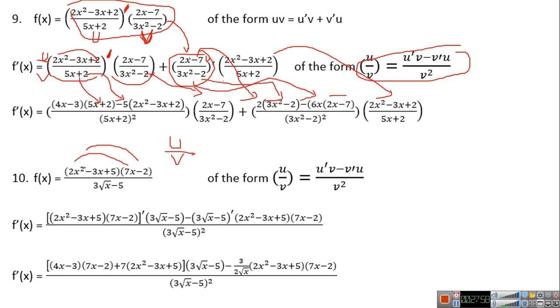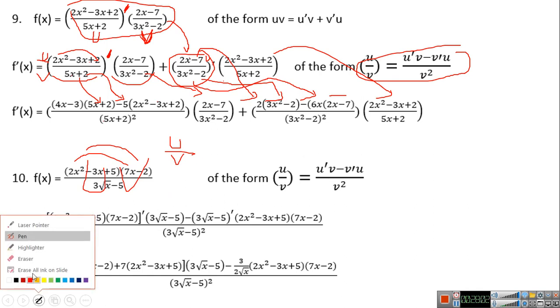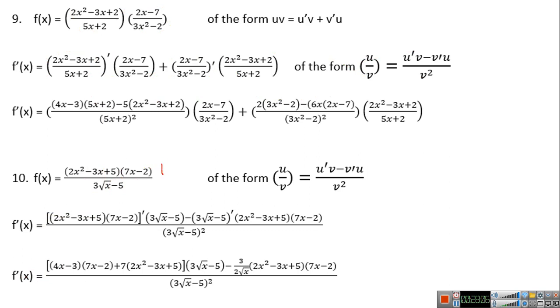Now you cannot tell me this is of the form u times v, because it's not u times v. This is of the form u over v. Which one is u? This whole expression. We're going to do it step by step. The derivative is very simple, but you must be careful. So u prime, so I wrote it all, the numerator. Always ask yourself of which form. This is u prime, numerator times v, minus v prime times u.